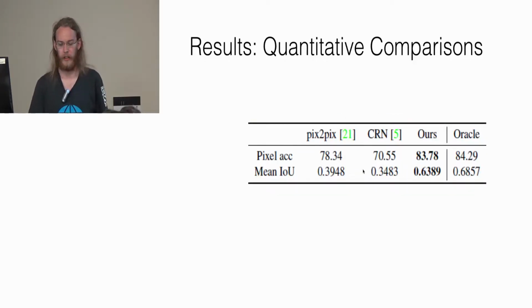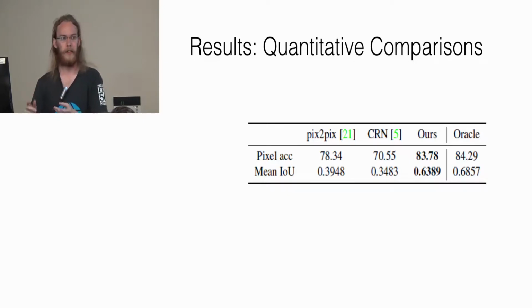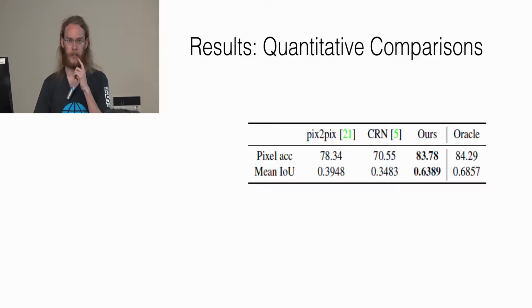And here are the results they obtained. Compared against Pix-to-Pix, Cascade Resolution Network, which are both state-of-the-art image-to-image translation frameworks, their own method, and the Oracle. The Oracle is where, instead of performing the process that we saw earlier, they just took the ground truth image and segmented that. That was added as a theoretical upper bound baseline. As we can see here, their method obtained significant improvement over the existing state-of-the-art methods, especially in terms of mean IOU, and performed close to the theoretical upper bound, which are encouraging results.